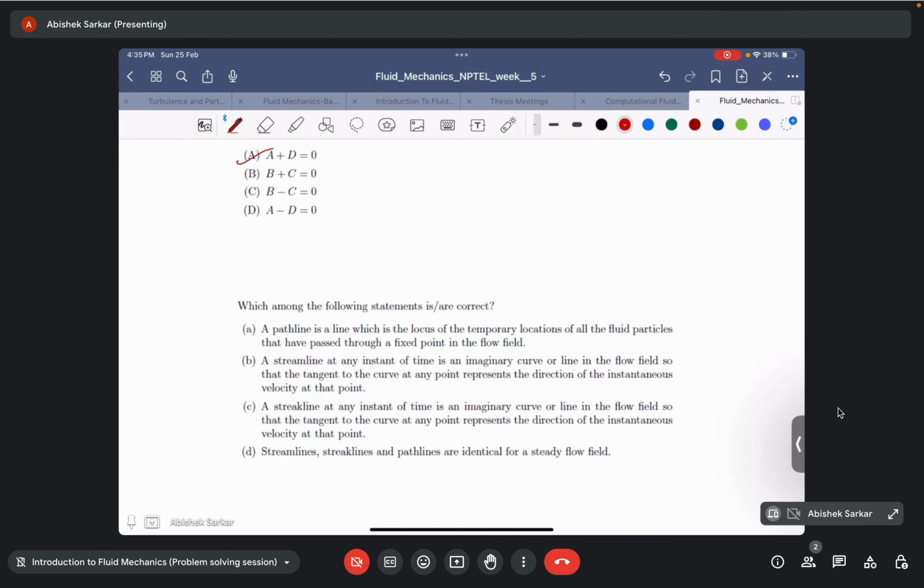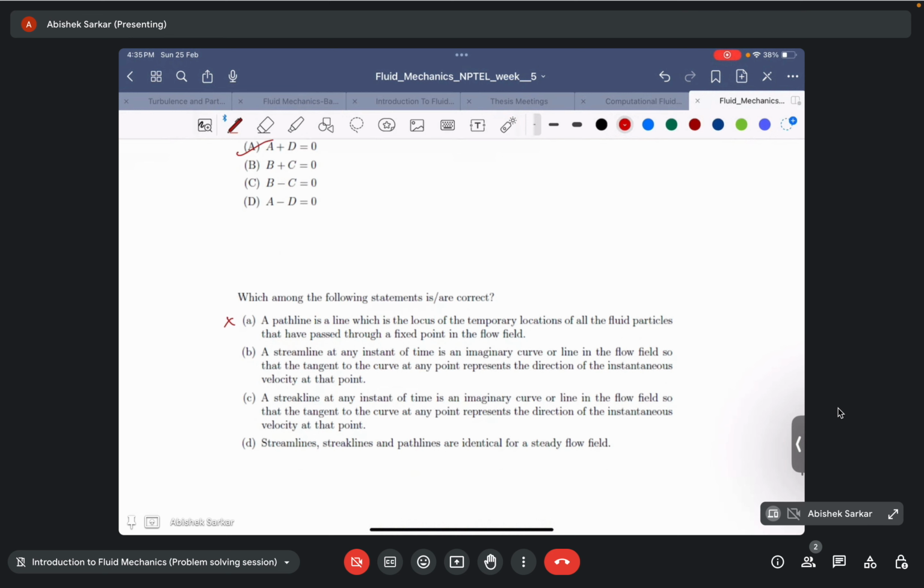A path line is a line which is the locus of temporary locations of all the fluid particles that have passed through a fixed point in the flow field. This is not correct because this is a definition of a streak line, right? So this is not correct. A streamline at any instant of time is an imaginary curve or line in the flow field so that the tangent to the curve at any point represents the direction of the instantaneous velocity field at that point. Okay, so this is correct.